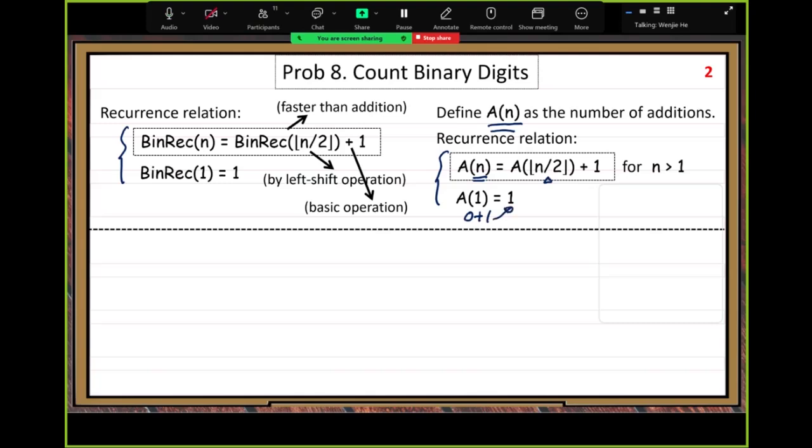In that way, you can see these two recurrence relations are basically the same. So here we just solve the same recurrence relation. All right, how to solve it?